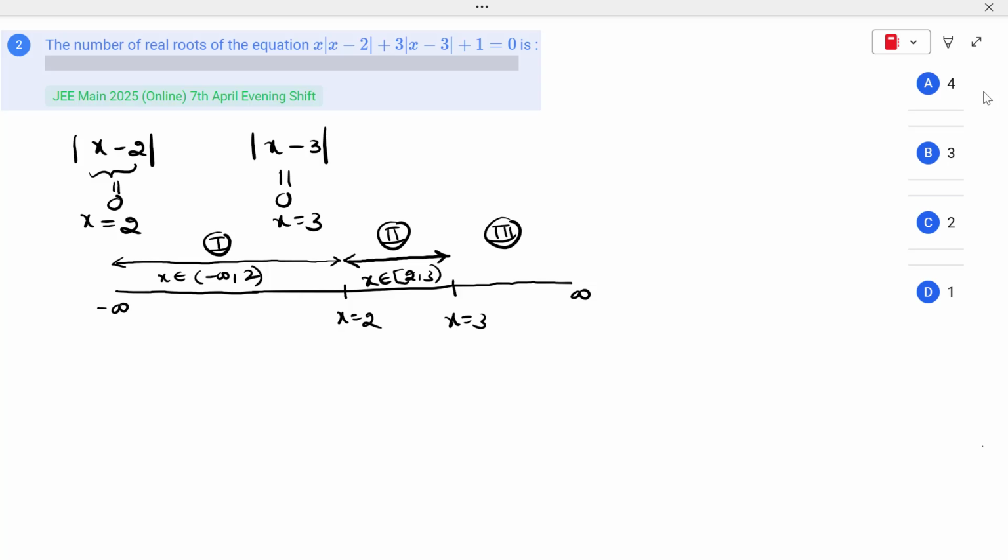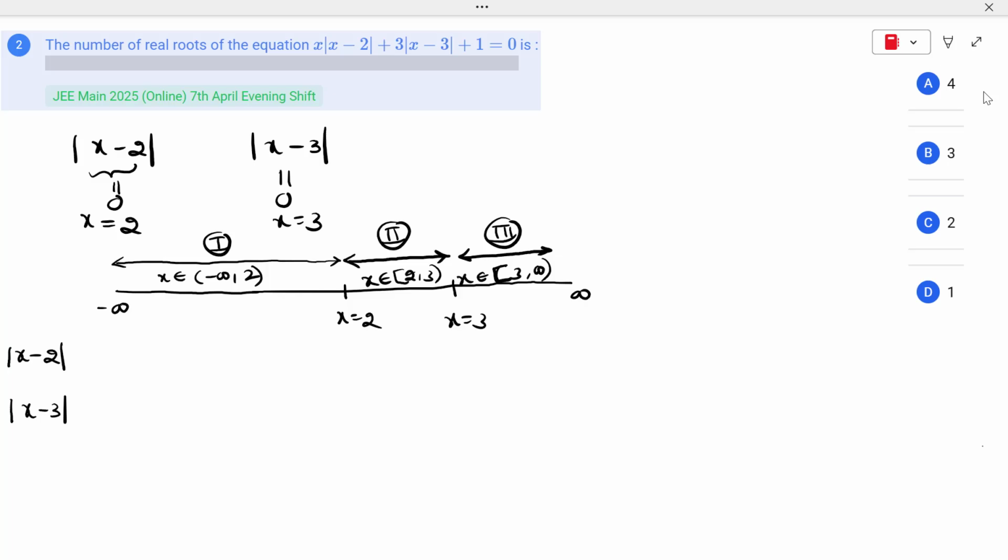Now come to region 3. How is region 3? Region 3 is from 3 to infinity. So x belongs to the closed bracket, as it is the right side, 3 to infinity. Now we have divided it into three different regions. If there are three terms, we will get four different regions. Now let us understand how these two modulus terms are behaving in the three different regions. First is mod x minus 2. The second one is mod x minus 3.